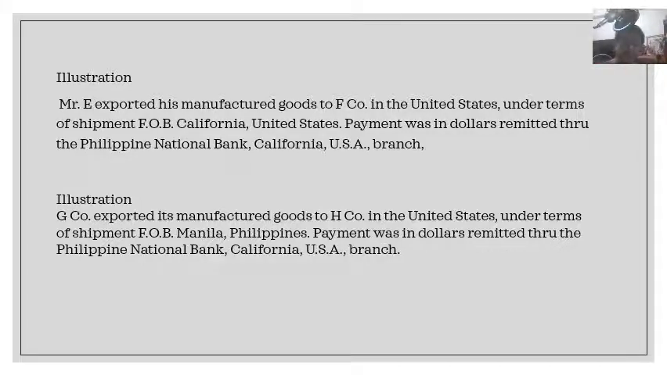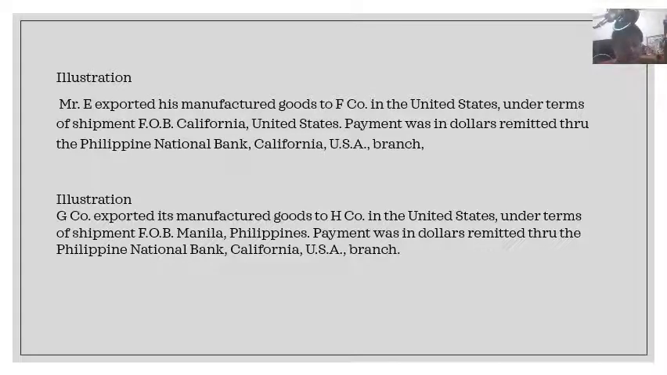So, na-meet naman niya yung requirements, di ba? Nagkaroon ng actual shipment. Ang term pa nga ay FOB, California. And it will be paid in foreign currency. So, na-meet naman niya yung requirement ng export and therefore, this is zero rated sale or export nga.